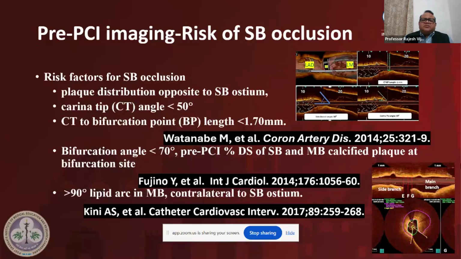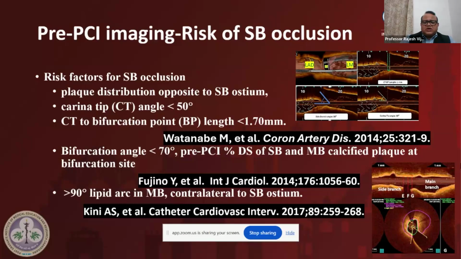Something about the risk of side branch occlusion: how to have an idea, for the left main bifurcation, that we are likely to have an ostial LCx occlusion. There are certain risk factors which can be nicely identified, and one can take extra precaution to take care of the LCx as a side branch, and in case there is any occlusion, one can treat it accordingly. So what are the various risk factors for side branch occlusion which can be assessed by intravascular imaging? These are the various ones as per these studies.